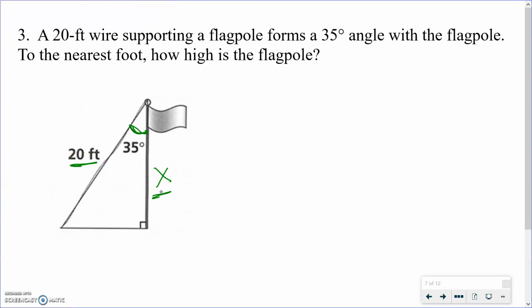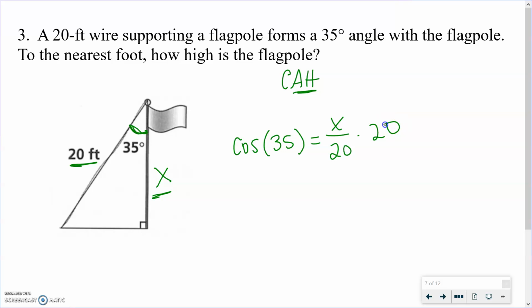So we have the adjacent and the hypotenuse, which means we're going to use the cosine ratio. And so we're going to do the cosine of 35 equals the adjacent, which is x, over the hypotenuse, which is 20. Multiply both sides by 20. And then we get x equals the cosine of 35 times 20 in your calculator, and we're going to get about 16.383. Okay? And so it's about 16.383 feet. Okay? All right.